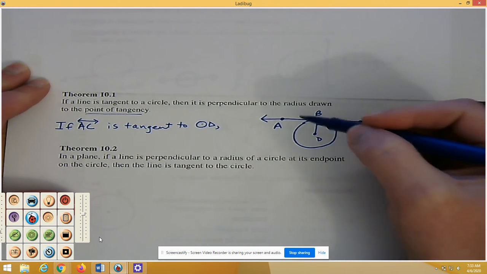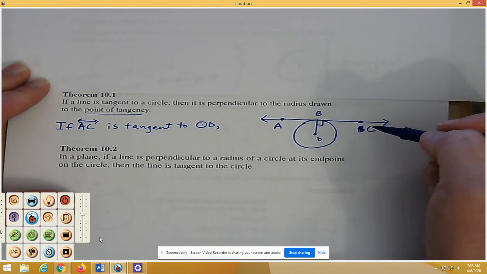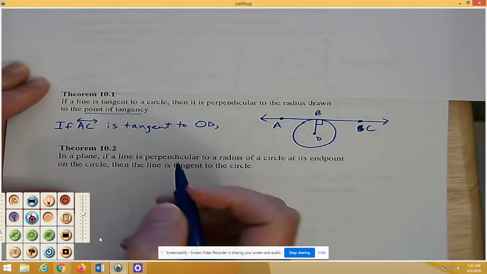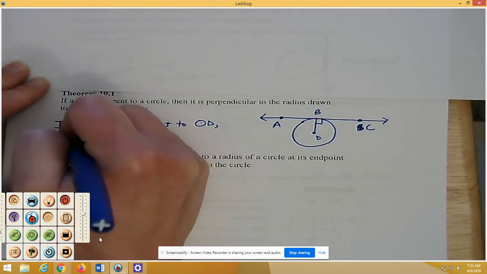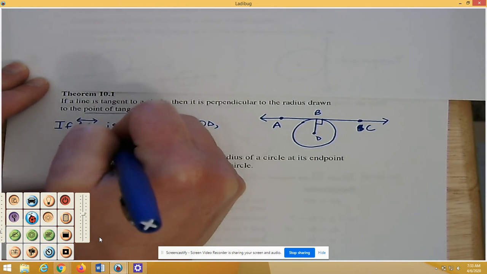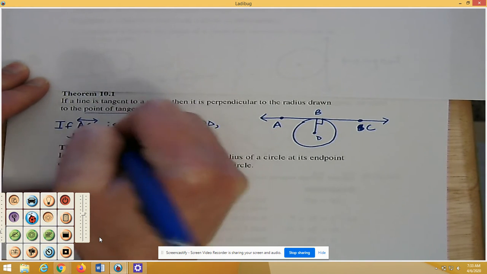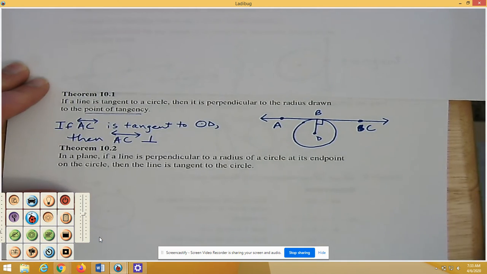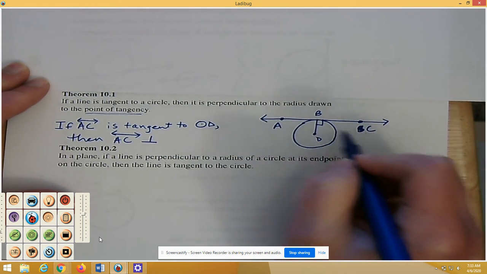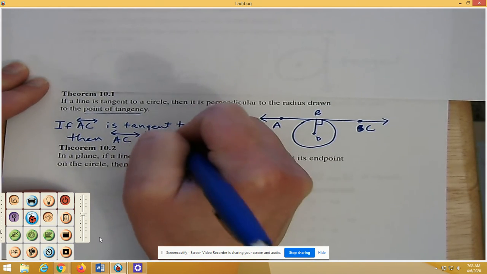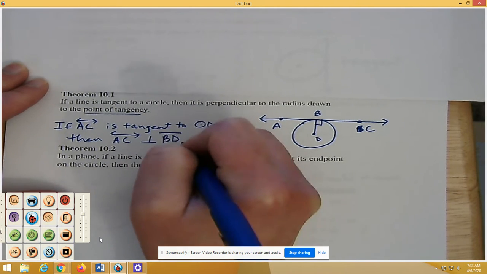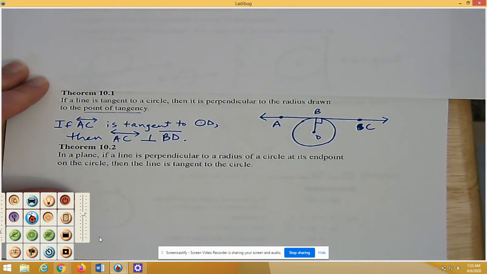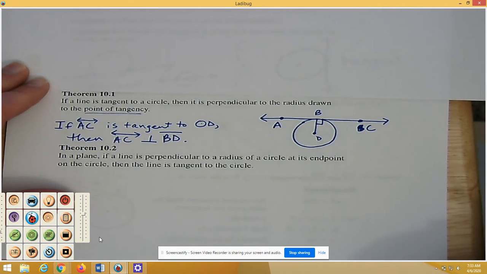All right, so if line AC is tangent to circle D, then line AC is perpendicular. Remember, the upside down T is perpendicular, which means it makes a right angle. So line AC is perpendicular to segment BD. That just means that you're going to have a right angle, and we'll see that in use in a few minutes.